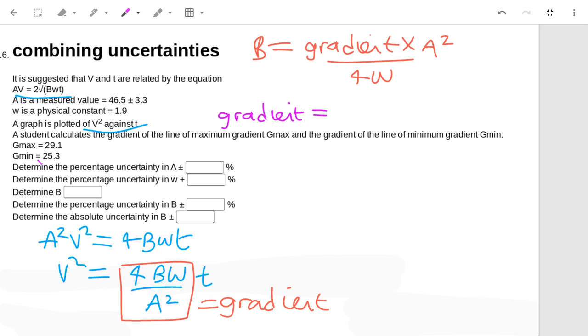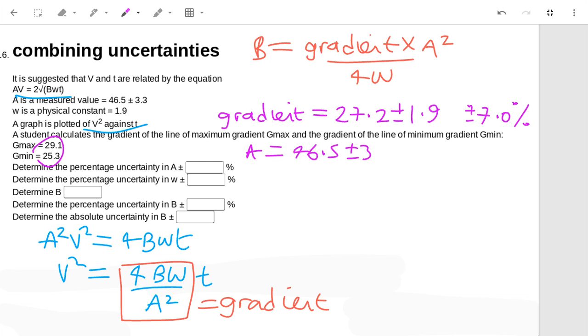So I've got the maximum minimum here. The average of those two is 27.2. And I take half of the range, half of 3.8, which is 1.9. And as a percentage, that's plus or minus 7%. For A, since it's a measured value, it's already given. So we can get the percentage from that, 3.3 divided by 46.5, which is also 7%.